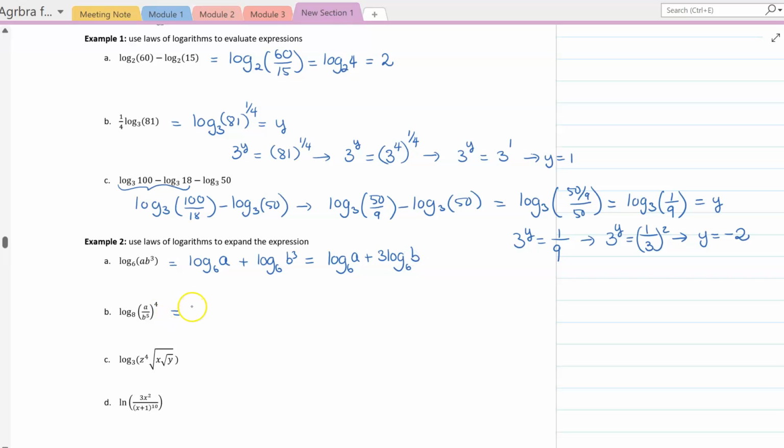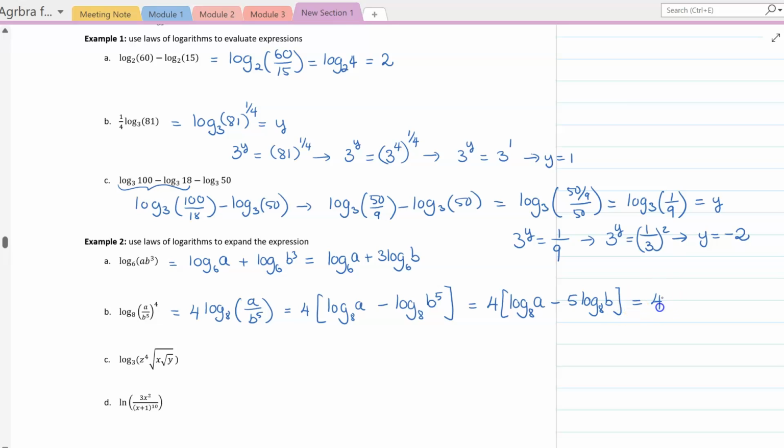Here we have an exponent, so we have to bring that down first. Log base a of A divided by B to the fifth. So 4 times log base a of A minus log base a of B to the fifth. We bring down the fifth. Distribute the 4.